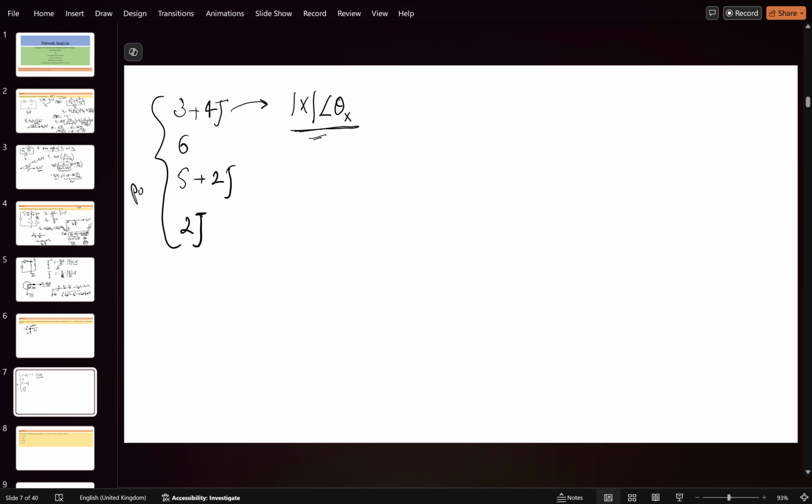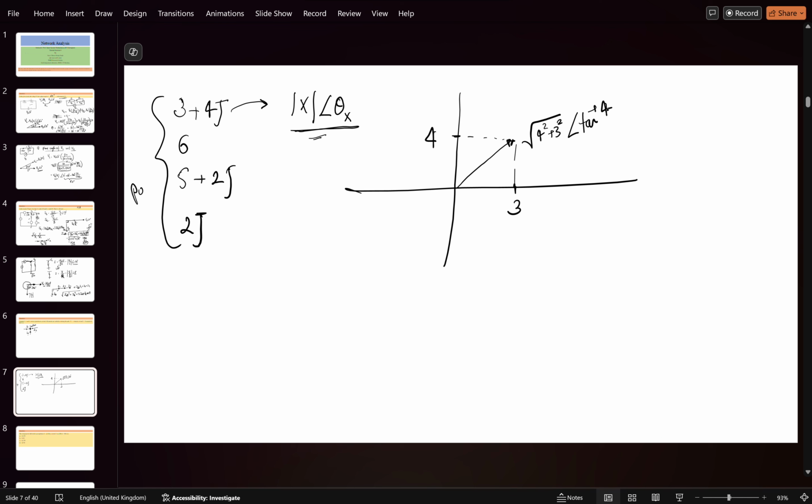Why am I saying that? If you see this 3 plus 4j term, suppose the x component is 3 and this is the 4. If you draw the phasor of this, it will look something like this. There will be some magnitude, that is root of 4 squared plus 3 squared, and some angle, that is tan inverse 4 by 3.